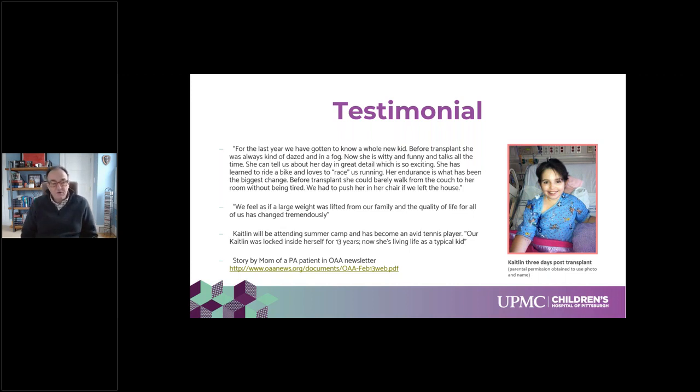Her endurance is what has been the biggest change. Before transplantation, she could barely walk from the couch to her room without being tired. We had to push her in a chair if we left the house. We feel this is a large weight lifted from our family, and the quality of life for us all has changed tremendously. Caitlin will be attending summer camp and has been an avid tennis player. Our Caitlin was locked inside herself for 13 years, and now she's living as a typical kid.